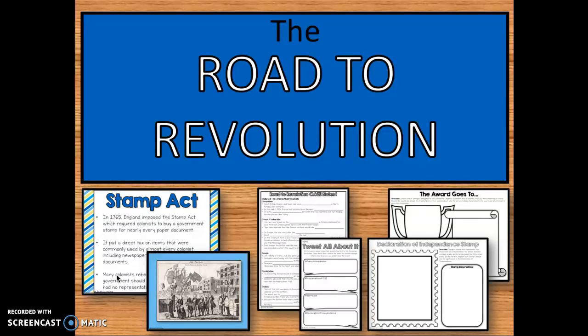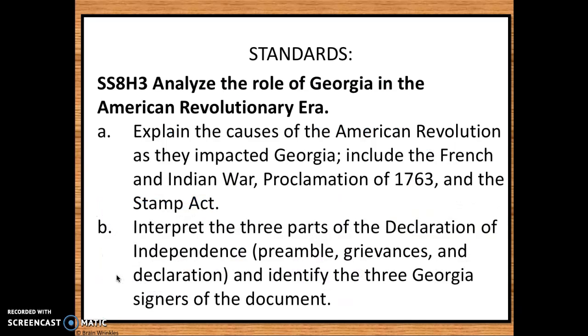So let us begin. The standards that we're going to work on today are SS8H3, A and B. Analyze the role of Georgia in the American Revolutionary Era. We know that Georgia did not play a huge part in the Revolutionary War. However, we were a part of the 13 colonies. Therefore, we did have a say in what was going on.